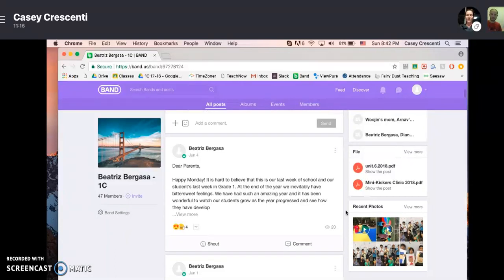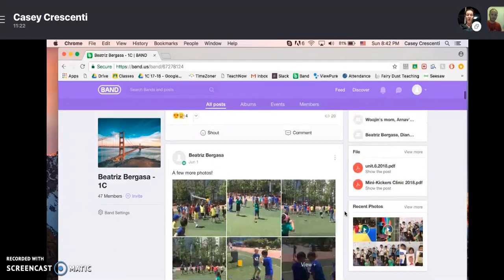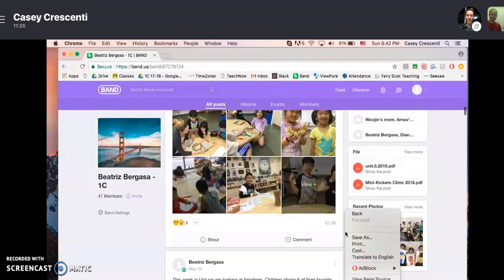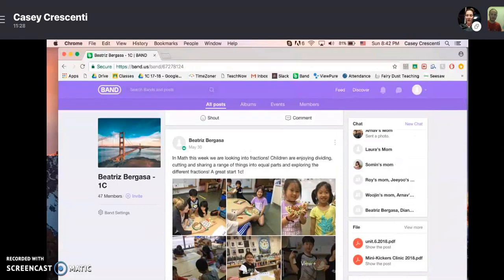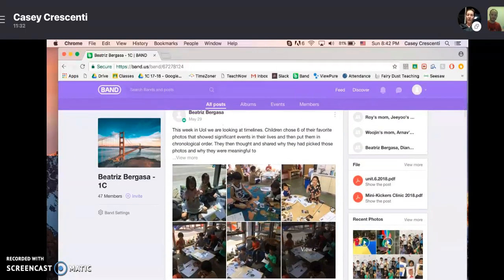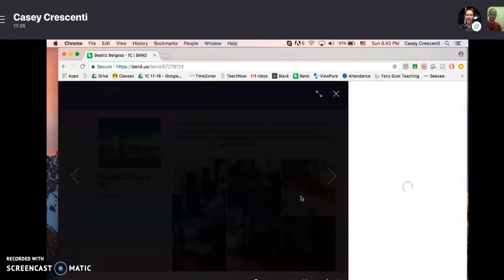Our students don't see this. So it's a lot of reminders and messages. Tomorrow we have swimming, bring your swimsuit. But it's also, look what we did today. In math, we were learning about fractions. Here are pictures of what we're doing. Here we are in UOI working on our timelines. And we just take photos of each child and the parents can check what they're doing.